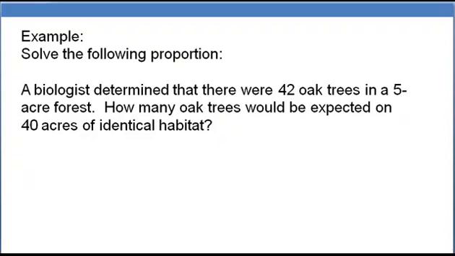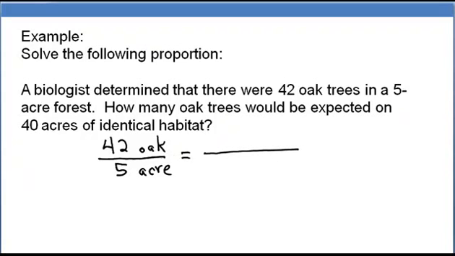So we'll do one last example. Solve the following proportion. A biologist determined that there were 42 oak trees in a 5-acre forest. How many oak trees would be expected on 40 acres of identical habitat? So we'll make our first ratio. There were 42 oak trees in a 5-acre forest.